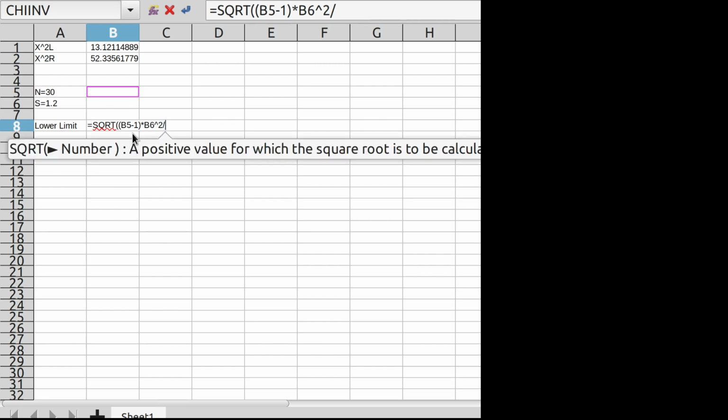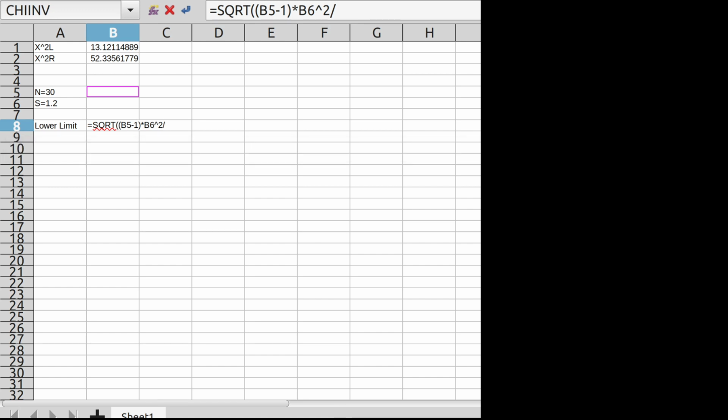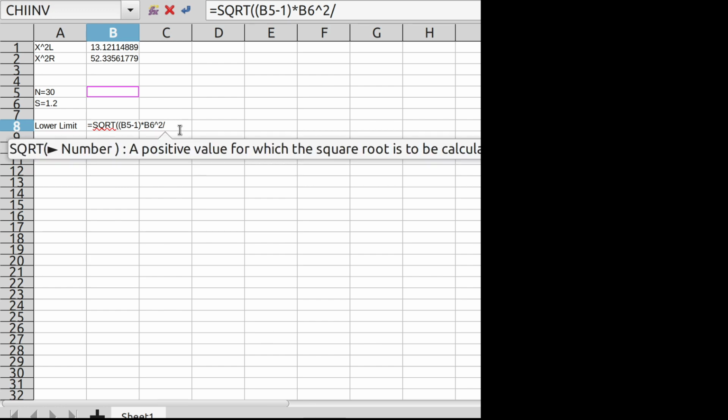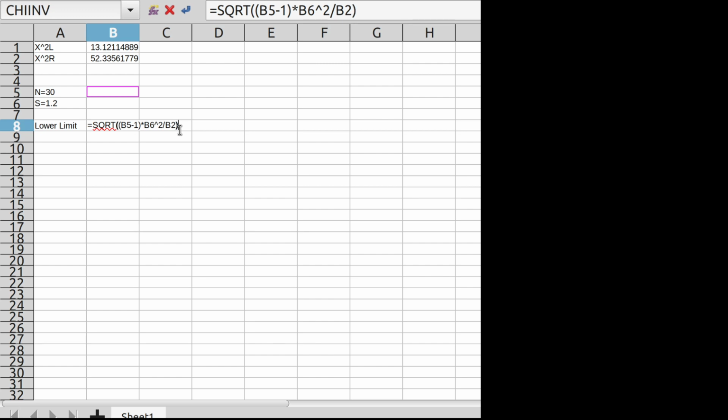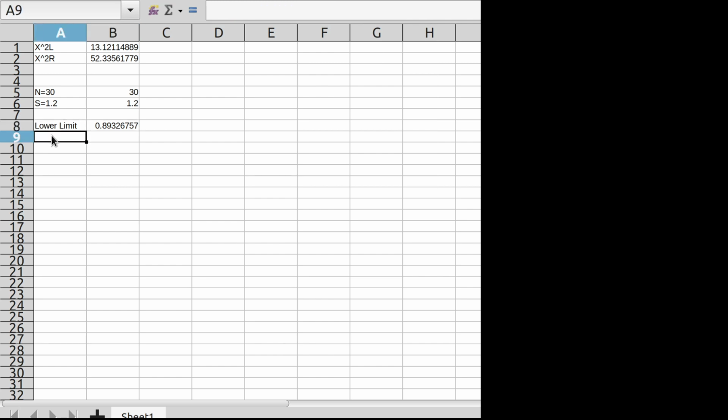And then we divide it all by the right chi-squared, which in this case is B2. And we should get an error here because I don't have numbers in here, but I'll quickly put those in: that's 30, and that's 1.2. And there I get my lower limit of my chi-squared, or my standard deviation.